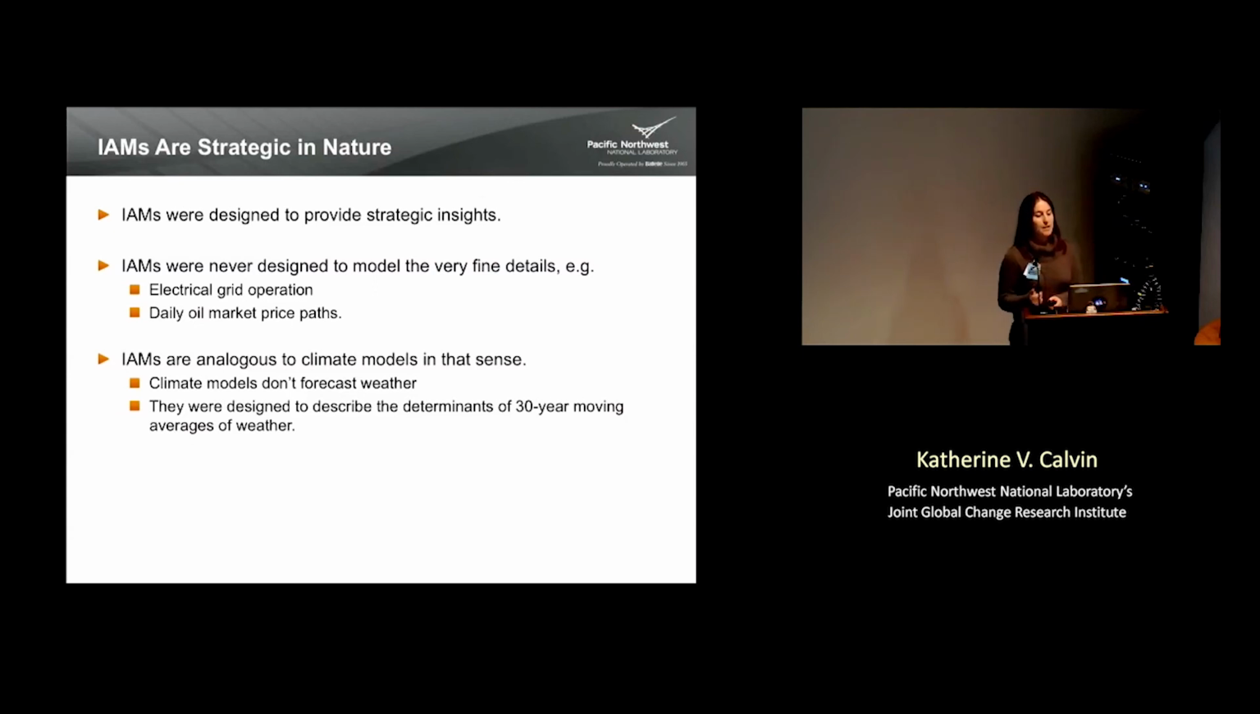And similarly, we don't do daily oil market price paths. So we couldn't tell you what the price of gas is going to be tomorrow. That's not something that's in our models. It's sort of analogous to a climate model versus a weather model. Climate models are getting long-term average weather, not daily weather. And that's the way we think about integrated assessment: we're looking at longer-term strategic insights rather than daily operation of individual systems.